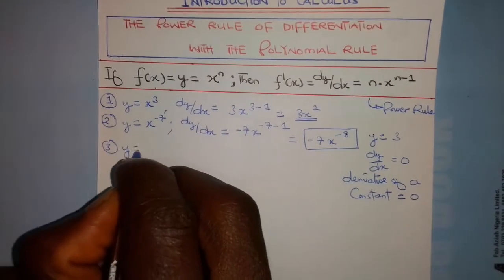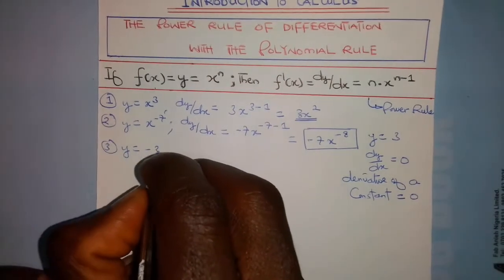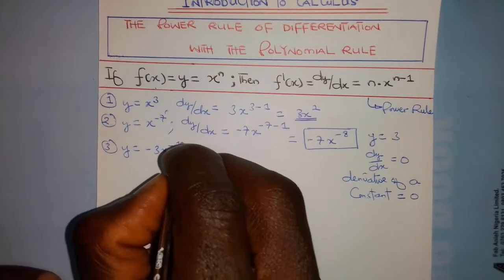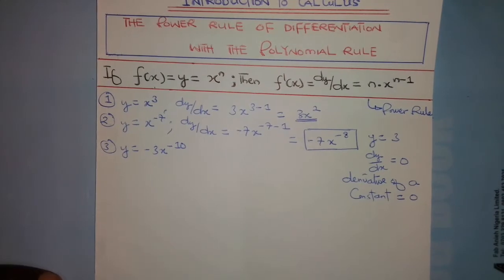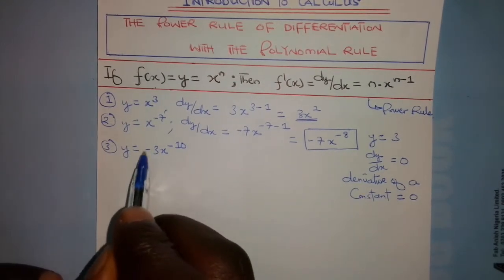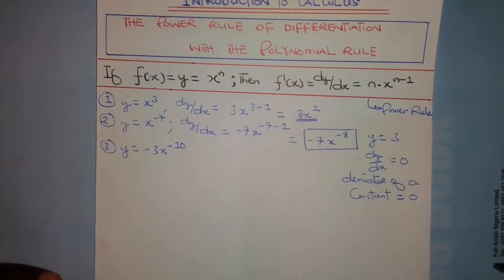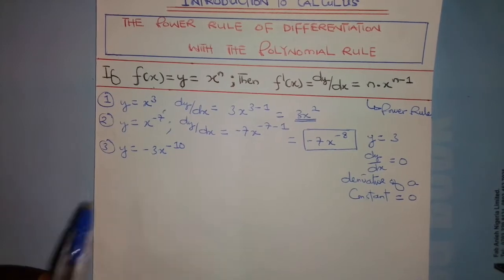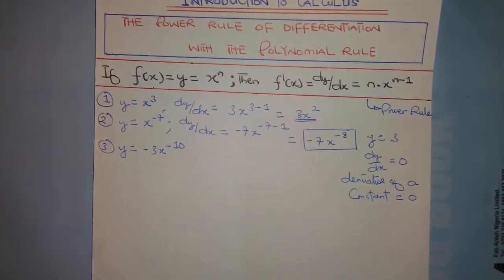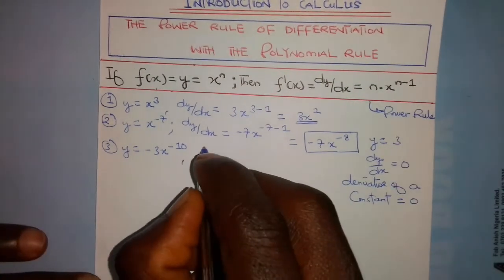If you have y is equal to minus 3x raised to the power of minus 10, how would you solve that? So this is actually a coefficient, though you may think of it as a constant, but actually it's not a constant in this case. We're calling it the coefficient in this case.